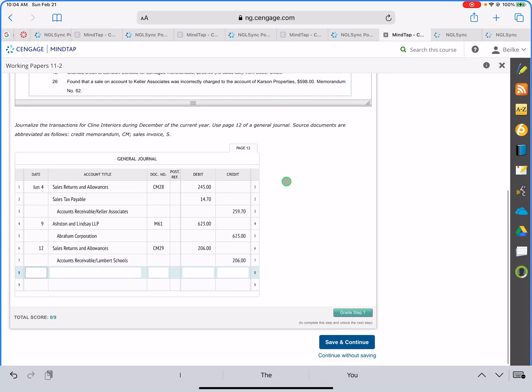Okay, so on the 26th then, we found that a sale on account to Keller Associates was incorrectly charged to Carson Properties. Okay, so it should be in Keller. We need to take it out of Carson. So we're going to put it into Keller. So we're going to debit Keller Associates for the amount $598, which will increase their account, and we're going to credit Carson Properties for the same amount, which will cancel out the incorrect journalizing and posting that went into theirs. And it is memorandum 62.